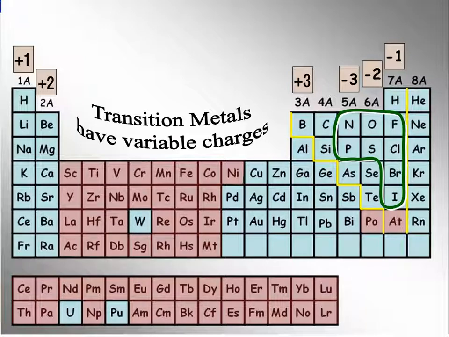So, to reiterate, transition metals, which is basically all of this, and down here, everything that's not group 1, group 2, or aluminum, has a variable charge, so you have to name it with a Roman numeral.